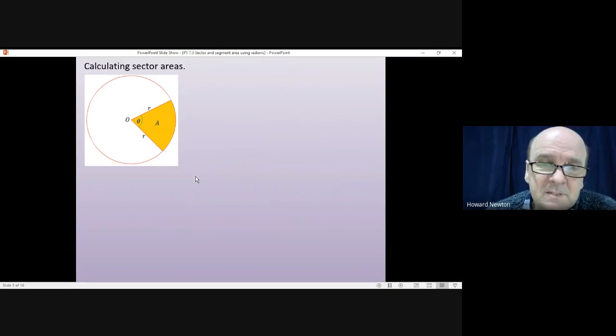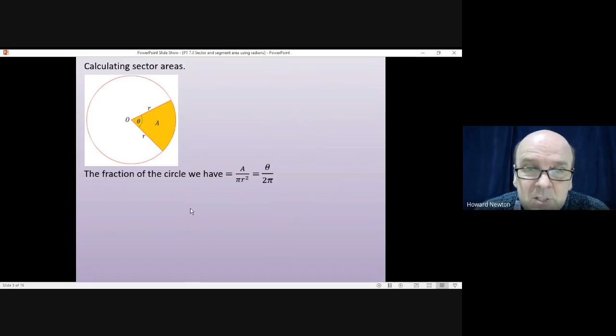Now, again, we'll do something similar to what we've done in the last two lessons, where we consider what proportion of the circle we have here. In terms of the area, we've got that area out of the area of the whole circle. So A divided by pi r squared. And that proportion will be the same proportion as we have with the angle. The angle we have is theta, and the total angle at the center is 360 degrees or 2 pi radians. So those proportions have to be the same as each other. A out of the total area must equal the same fraction as theta out of the total angle.